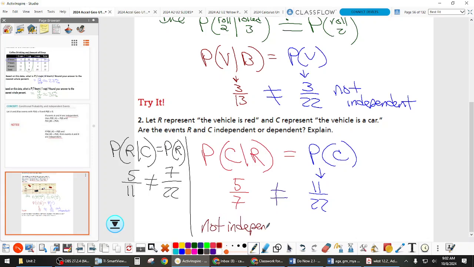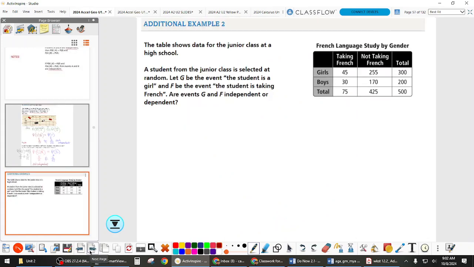Now we have a fairly useful check for independence so that we can determine if we can use the multiplication rule instead of just wondering. Remember we said it's kind of hard to know for sure just based on your gut. So now we can check. All right, let's try this one.